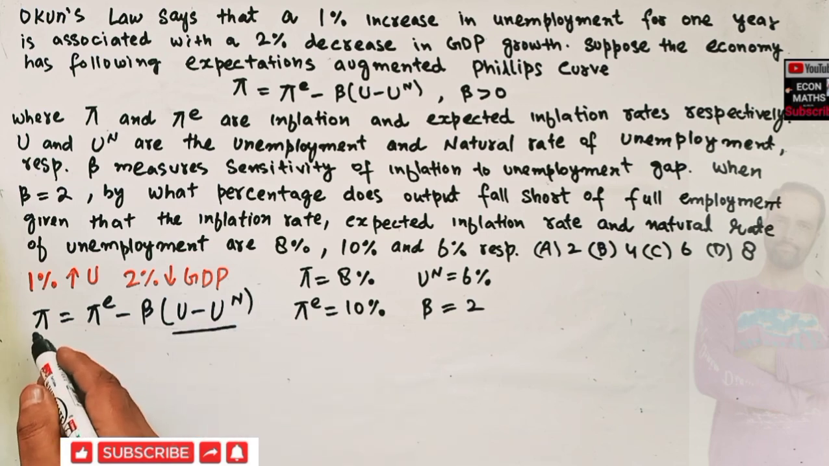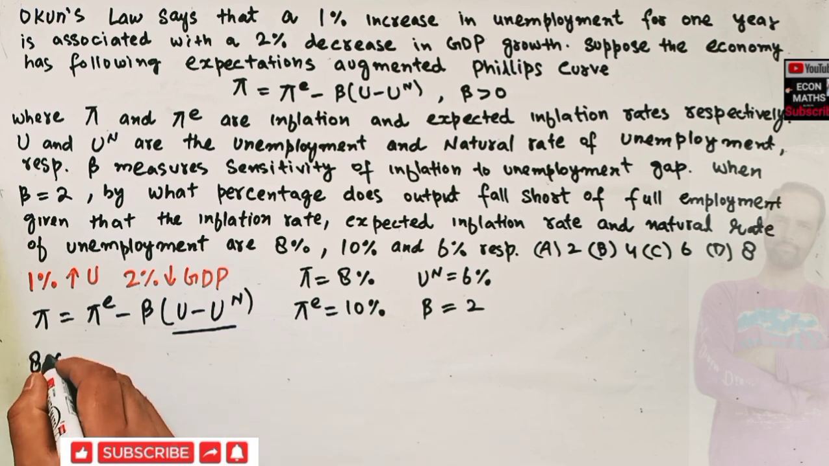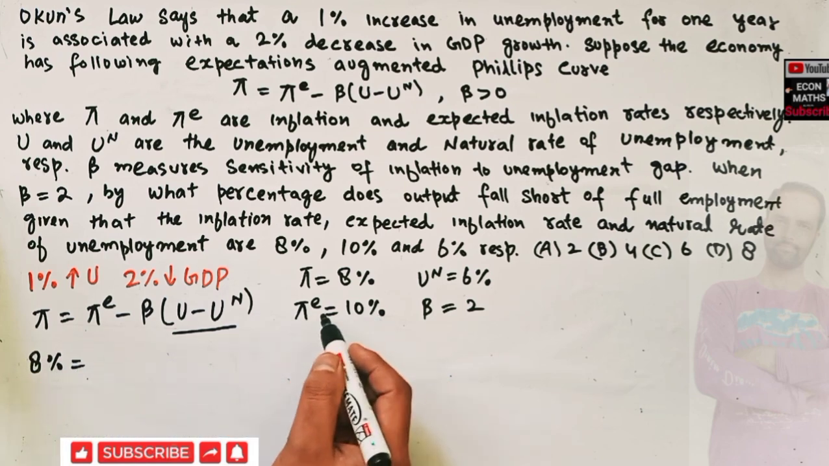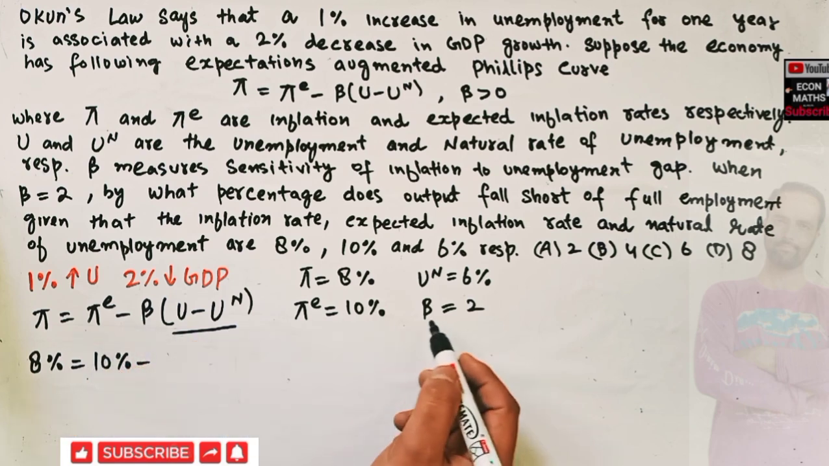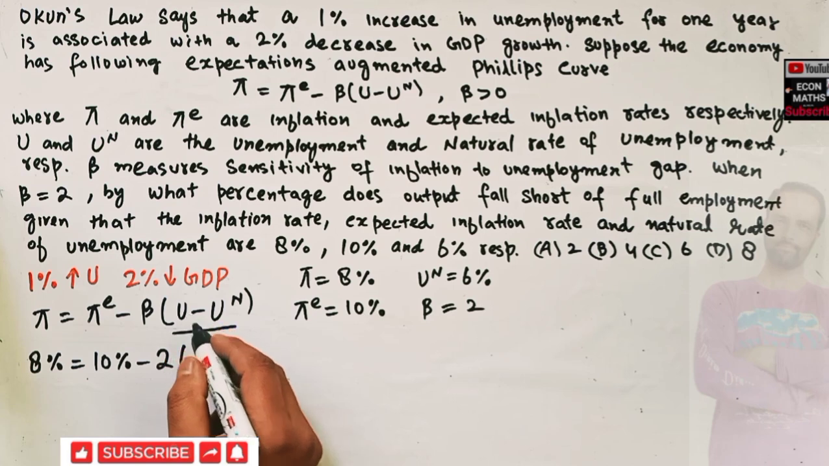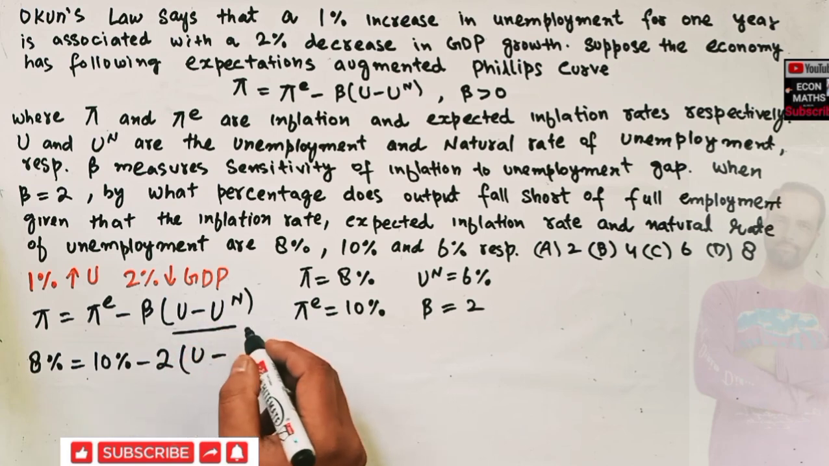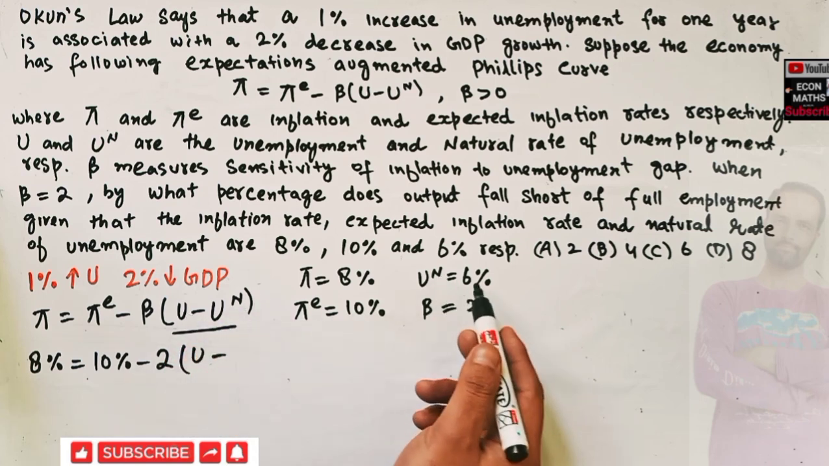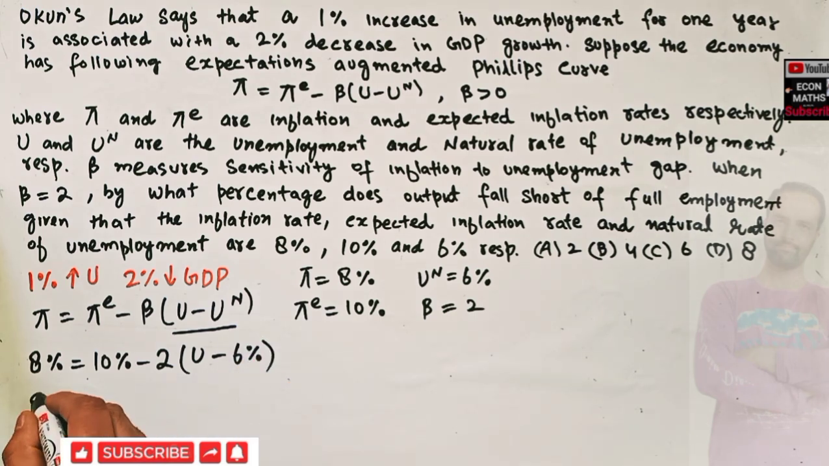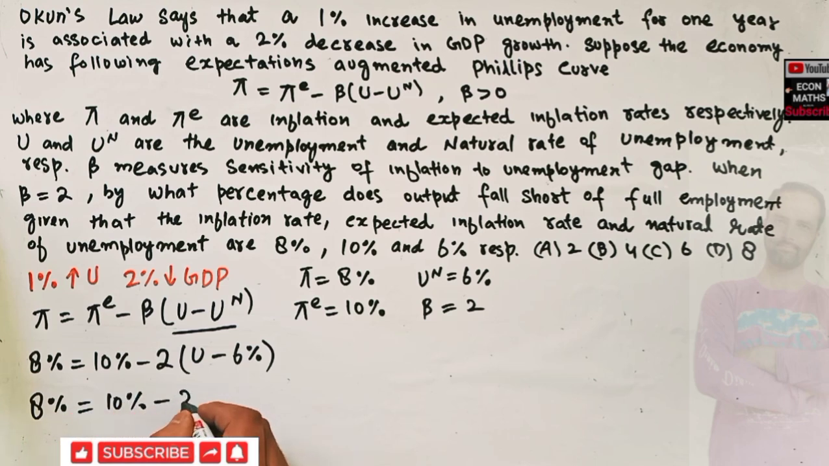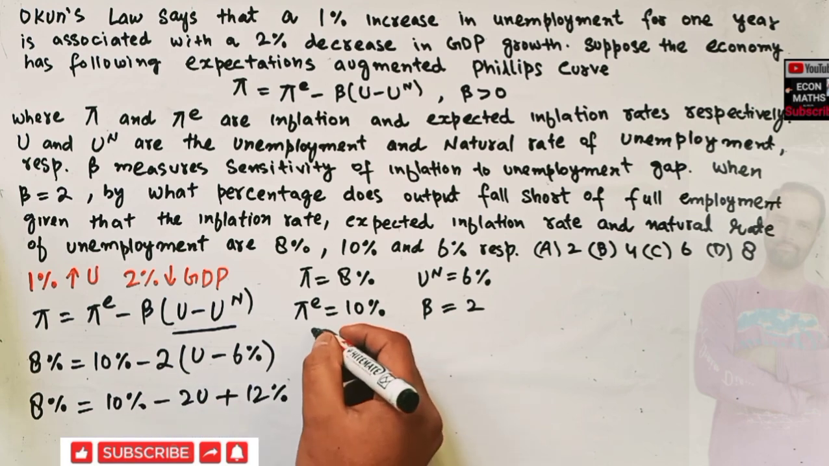So pi is 8%, I can write here 8% is equal to the expected inflation, which is 10%, minus the value of beta, which is 2, times u, which we need to find first, minus un, the national rate of unemployment, which is 6%. We can write it like this: 8% is equal to 10% minus 2u. Multiplying each of these terms, minus minus is plus, 2 sixes are 12%.